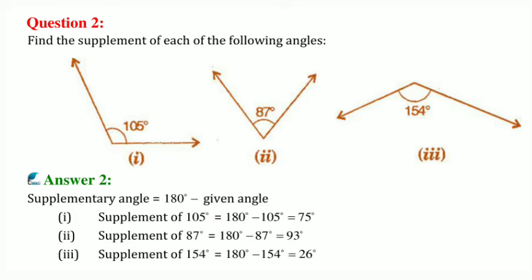Similarly, 180 minus 87, you will get 93. And for the third, 180 minus 154, you will get 26 degrees. So like that, you have to find the supplement of the other angles.